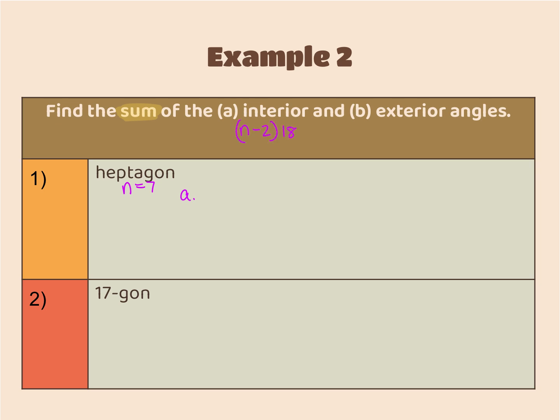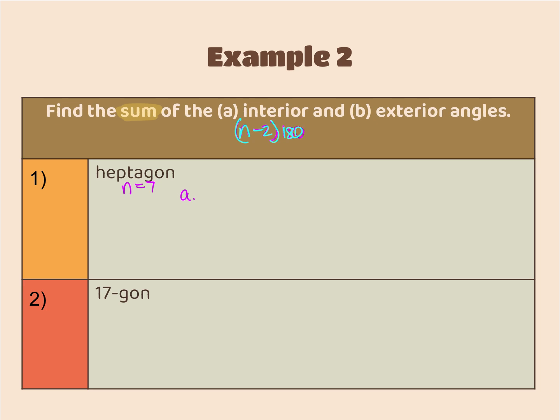Okay, am I dividing it? No, because it's not asking me for each. It's just asking me for the sum, so I need to find the total. That's why I'm not dividing it. It's just asking for the sum, meaning I have to add up all the sides. So I'm not dividing it by the number of sides.